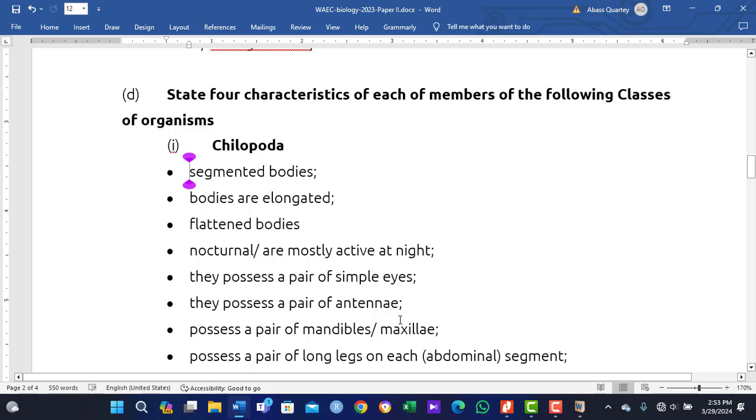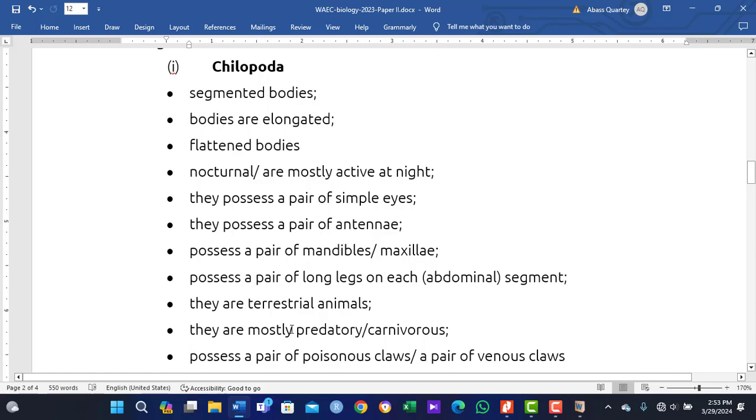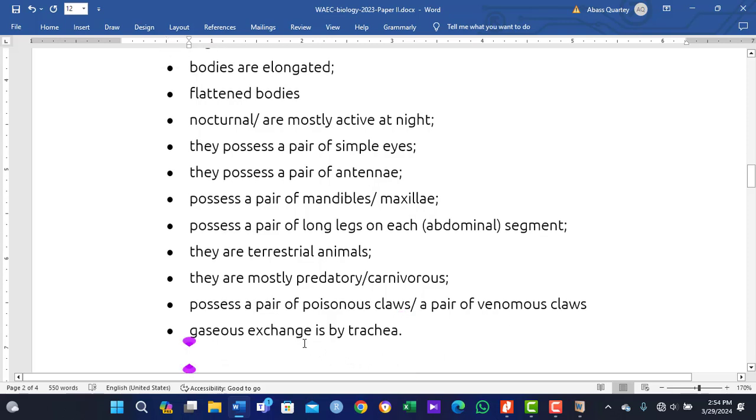Right, so they are terrestrial animals. They are mostly predatory or carnivorous, and they possess a pair of venomous claws. Gaseous exchange is by trachea. So they have the tracheal system through which air passes, and then gaseous exchange occurs internally.